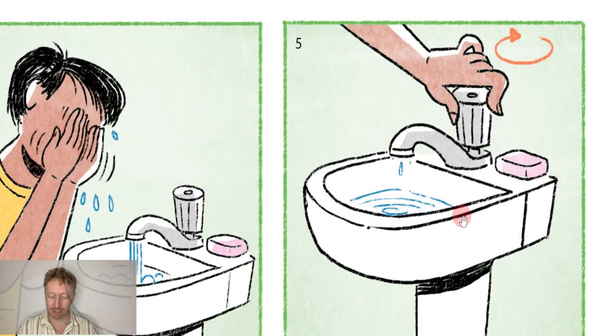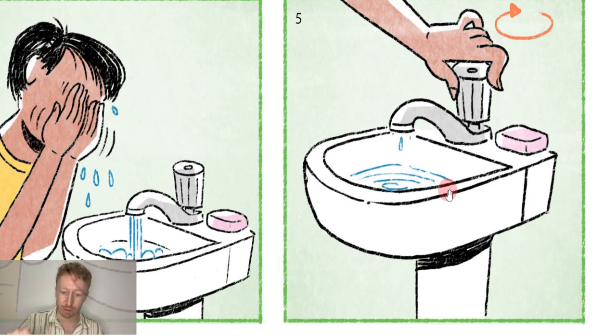And then he needs to turn off the tap. See, now he turns the tap off, and now there is no water coming from the tap, because he has turned it off. Because he turned off the tap, there is no more water coming from the tap. Now there is water in the sink. Yes, there is still water in the sink, but there is no water from the tap now.